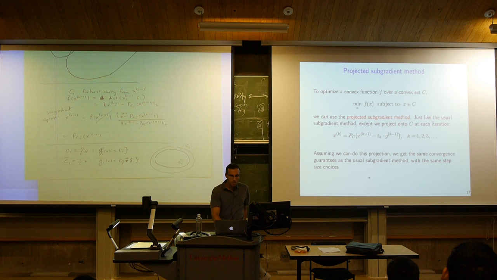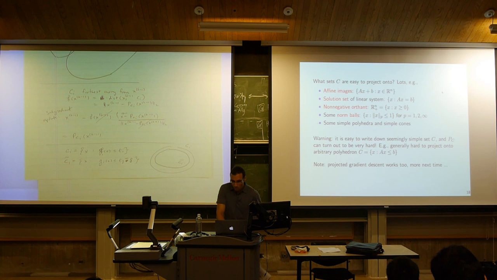It's analyzed very similarly to what we have already done. I didn't really go through many of the details of the analysis, but it is very similar to what's in the slides. For the usual subgradient method without constraints, you get the same kind of convergence guarantees under the same types of step sizes and the same convergence rate as well. So it's just a generalization of the subgradient method to handle constraints.